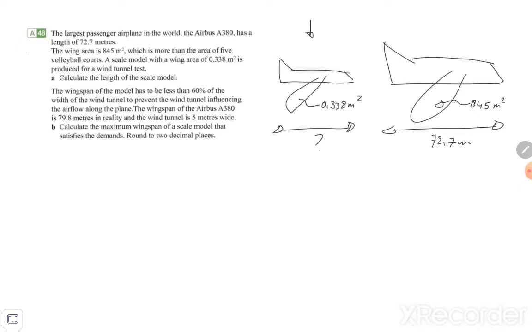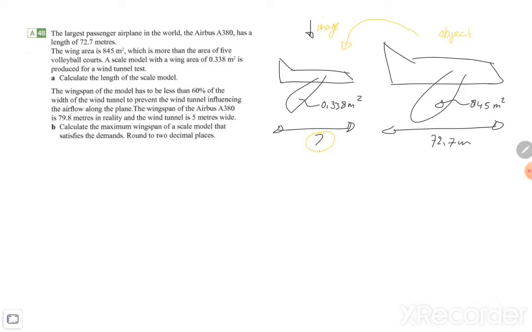Because we need to get to this answer, the length, we go from the big airplane to the scale model. So in that case, I'm going to say that this is my object and this is my image. I always go from object to image. And because we need to know the length of my scale model, the scale model is my image.